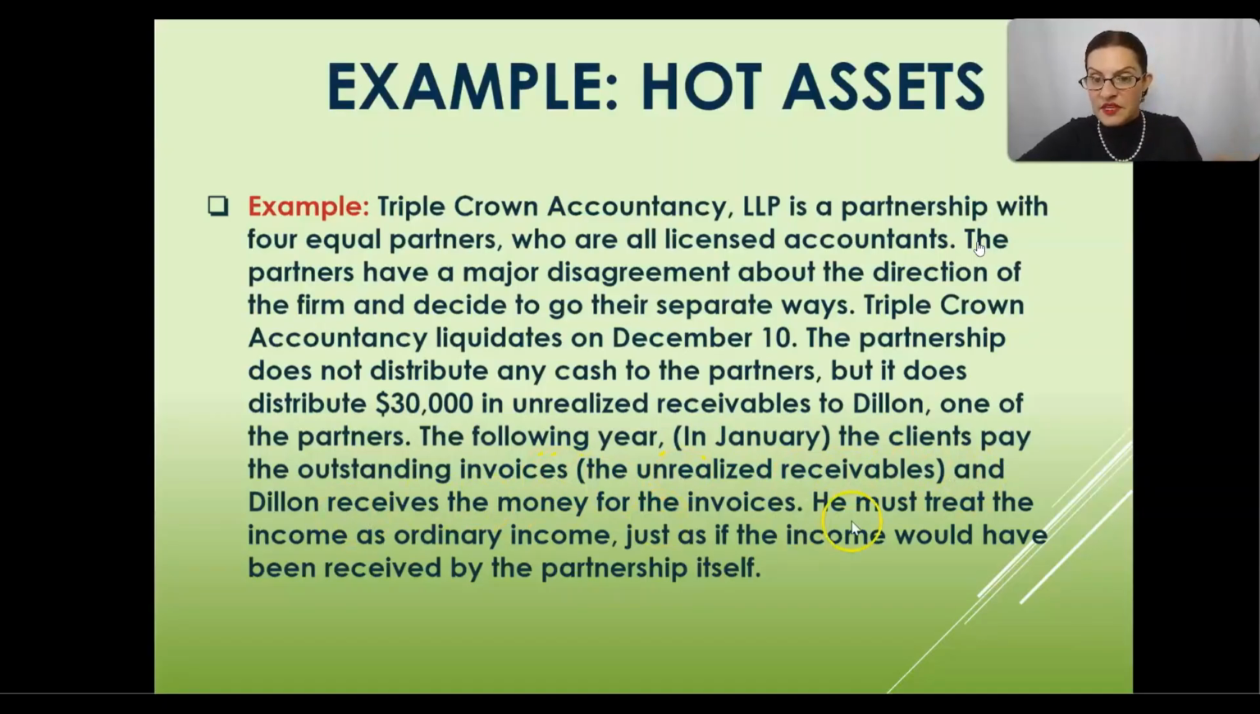Dylan receives the money for the invoices, and he has to treat that income as ordinary income, just as if the income would have been received by the partnership itself. But the partnership is closed. So the partnership's not receiving that money. He is. And he has to recognize it as ordinary income. Just as though the partnership would have had to recognize it if they had received this money. That's a hot asset. And the same would hold true if he would have received $30,000 in inventory.